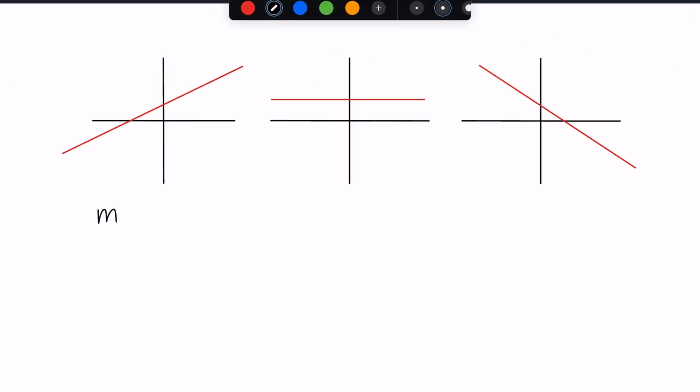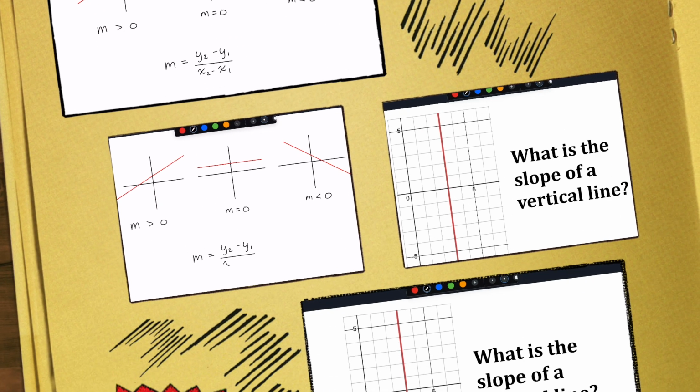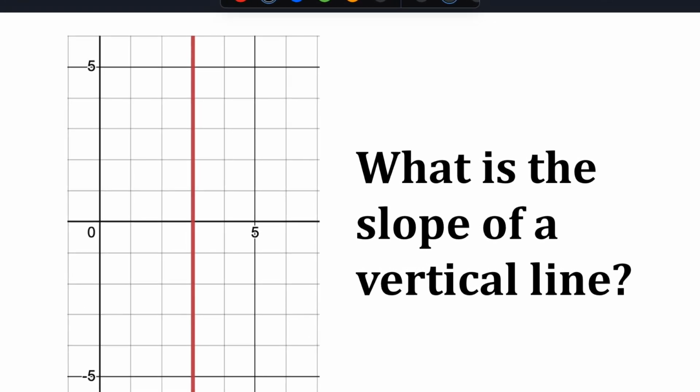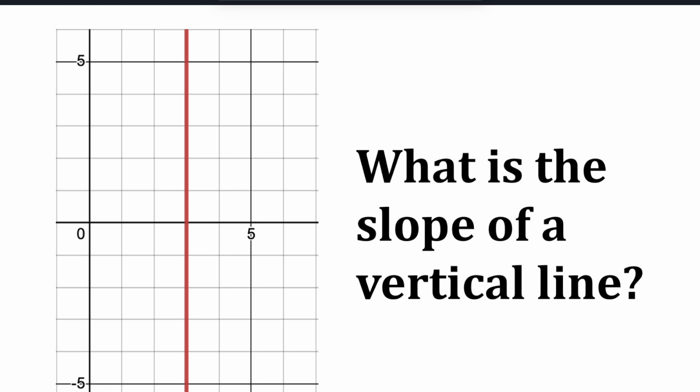So in summary, here we have a slope that is positive, a slope that is 0, and a slope that is negative. The slope can be calculated using the formula m equals y2 minus y1 divided by x2 minus x1. And now that you've learned all about the slope, what do you think is the slope of a vertical line?